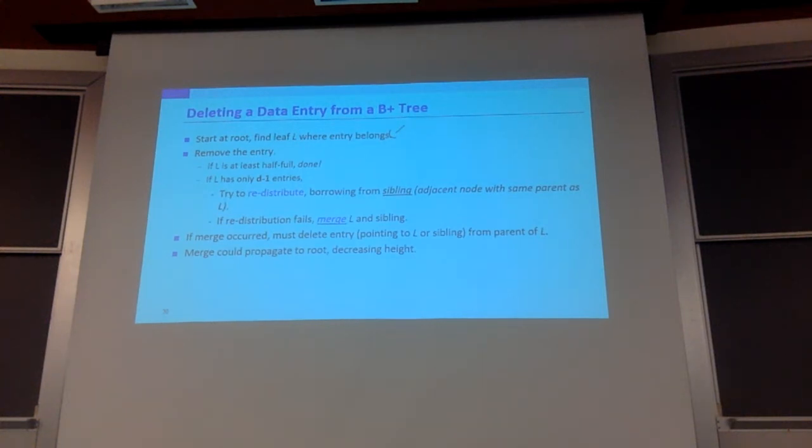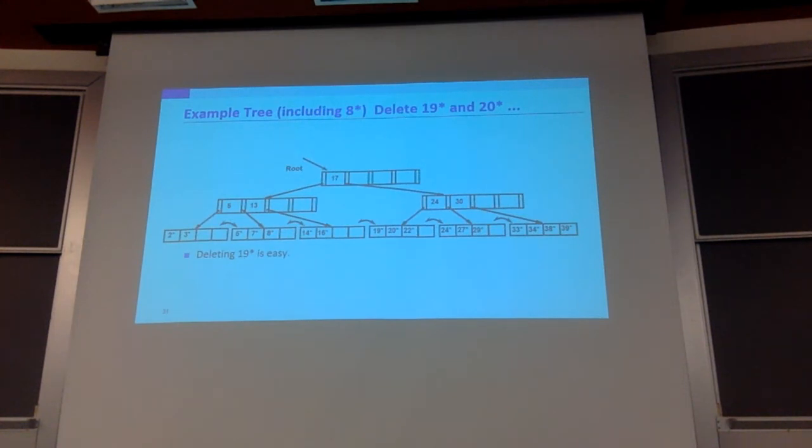Let's see an example. Suppose you are deleting 19 here. It's easy. You just scratch it, and it is still half occupied. But what if you then further delete 20? Once you delete 19, you should remove everything forward, so it should look like this. Then once you delete 20, this page is less than half occupied. It only has one data entry here. So you need to do a redistribution to ensure this page is still half occupied.